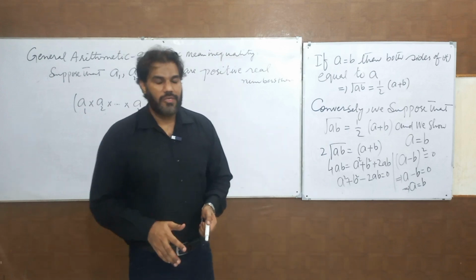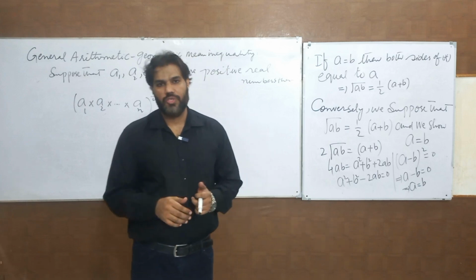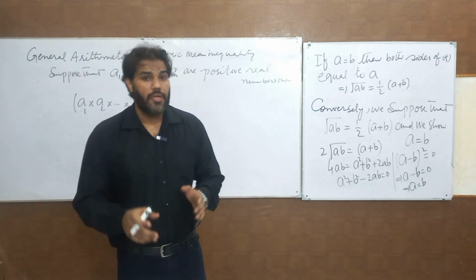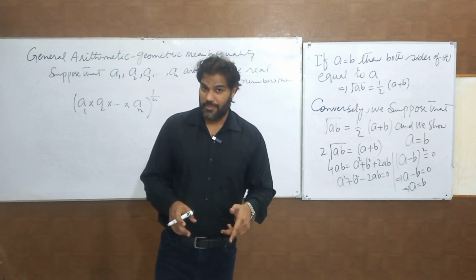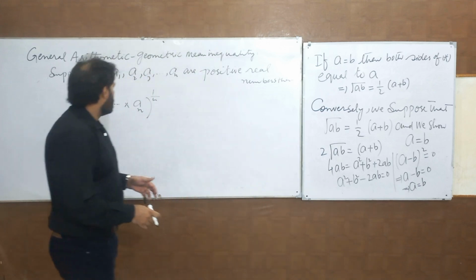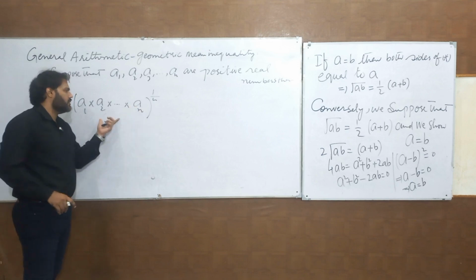When we have two positive real numbers, then the geometric mean is just the square root of AB. Suppose we have three positive real numbers, then their geometric mean will be the cube root of the product of the three real numbers. In case when we have n positive real numbers, then their geometric mean is simply the nth root of their product.